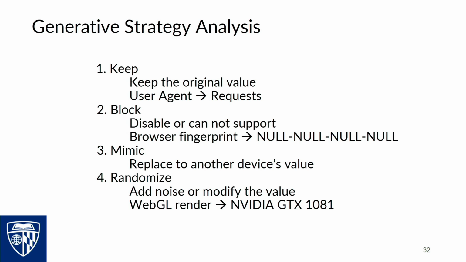And the third one is mimic. The attacker replaces the attack tool's value with another device's value. And the last one is randomize. Attackers add noise to the canvas, WebGL rendering, and audio, and on the other features, they add random numbers. For example, on the WebGL render, they just show this is the NVIDIA GTX 1081. 1081 is a random value.